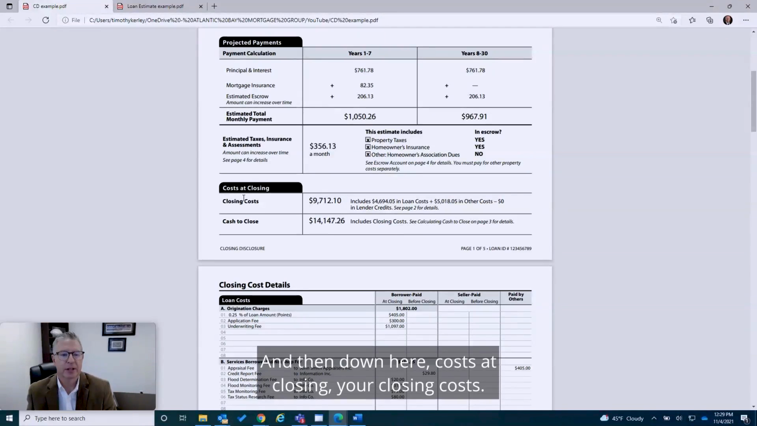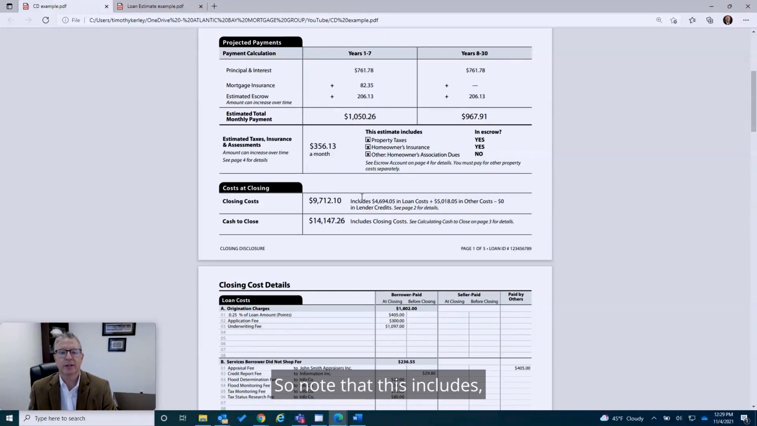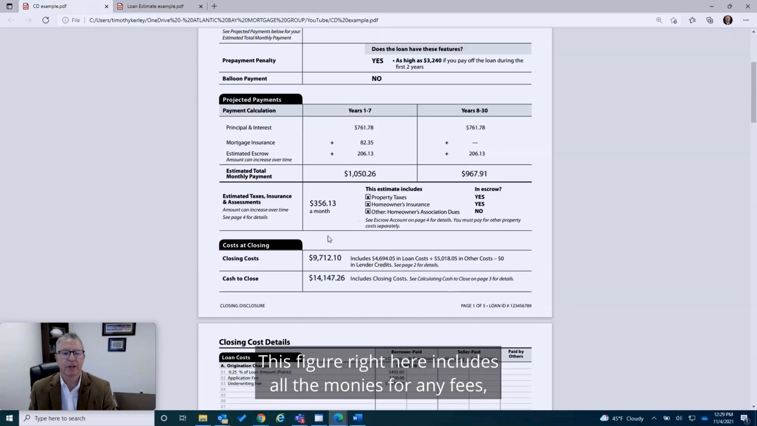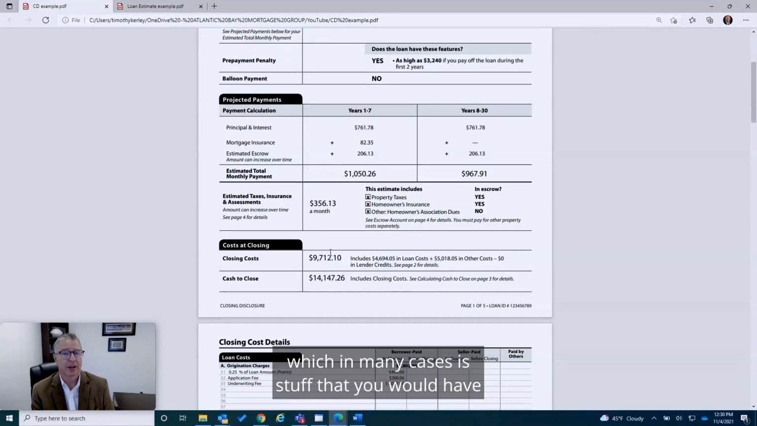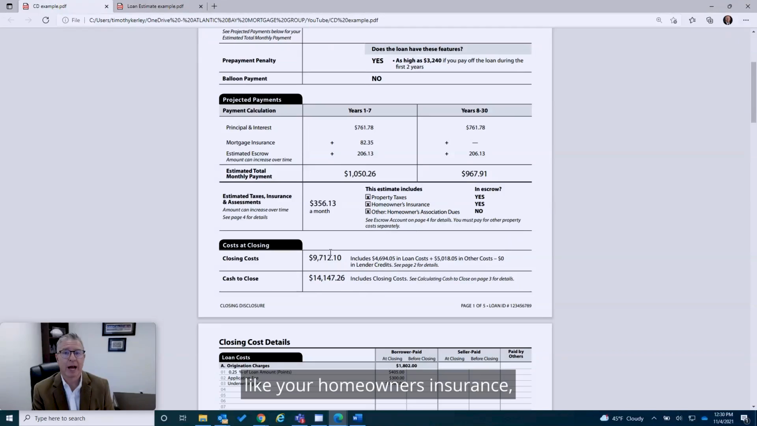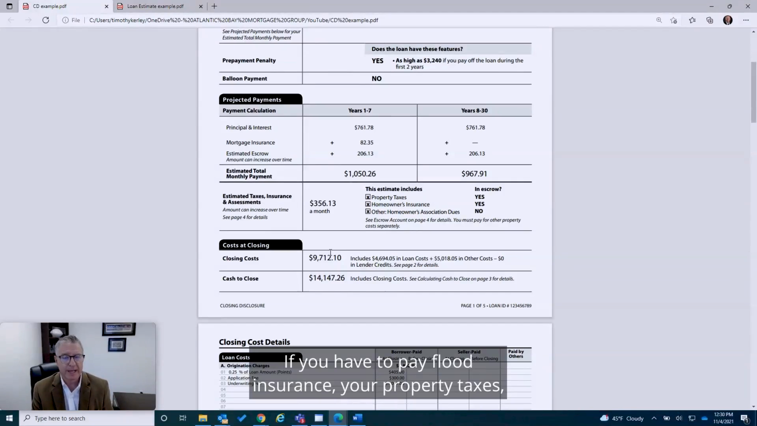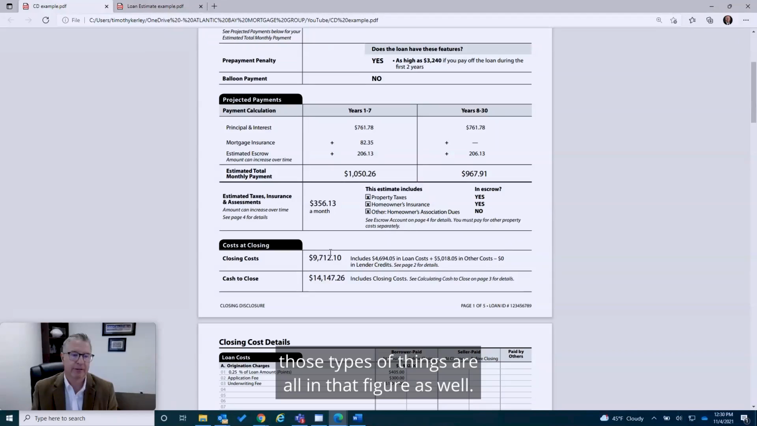And then down here, costs at closing, your closing costs. So note that this includes, as it says here, $4,694 in loan costs and $5,018 in other costs. We're going to look at that breakdown. This figure right here includes all the monies for any fees, any services, any inspections that you would have done as part of this closing. It also includes your prepaid items, which in many cases is stuff that you would have even if you weren't getting a loan, like your homeowner's insurance. You pretty much have to have that. If you have to pay flood insurance, your property taxes, those type things are all in that figure as well.